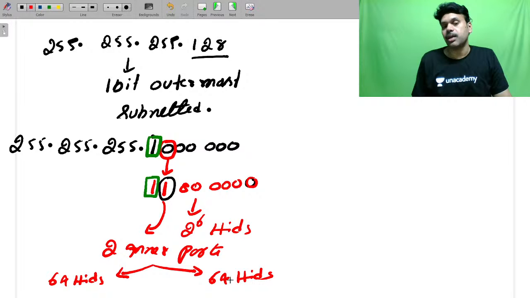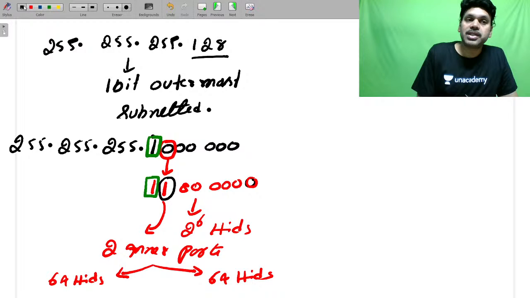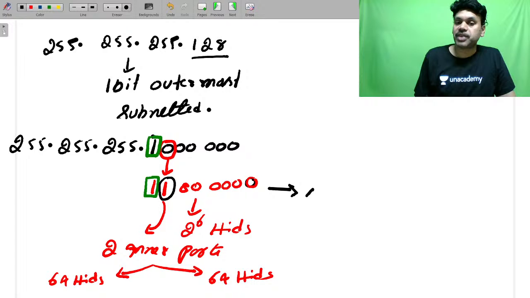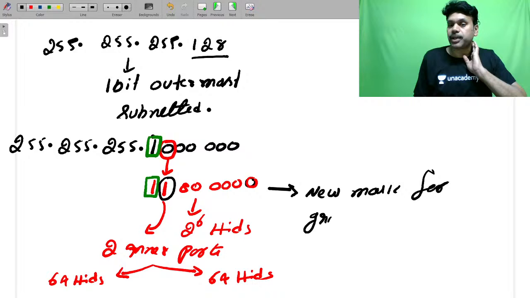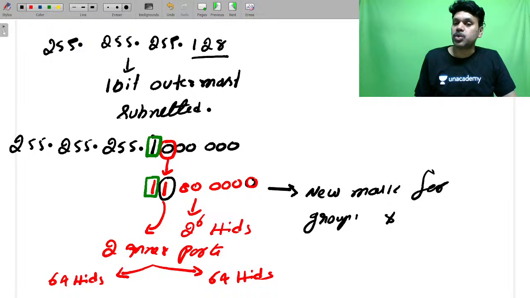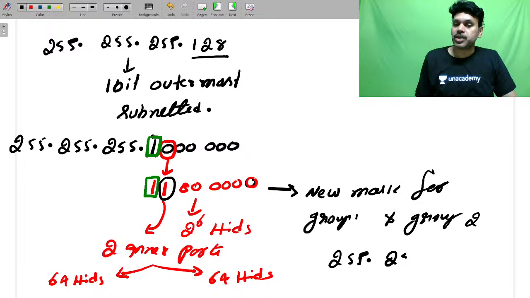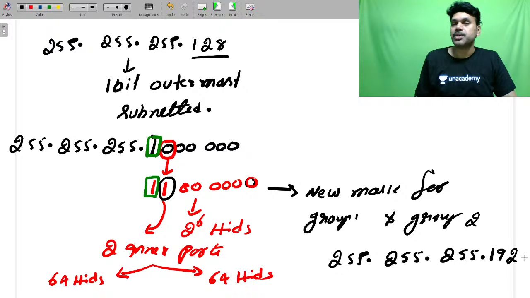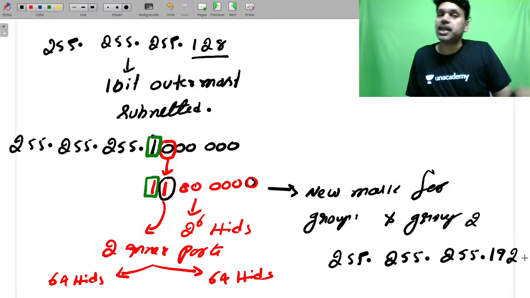Now you tell me what is your new mask after inner splitting. Your new mask for group 1 and group 2 is 255.255.255. 1 bit for outermost split.